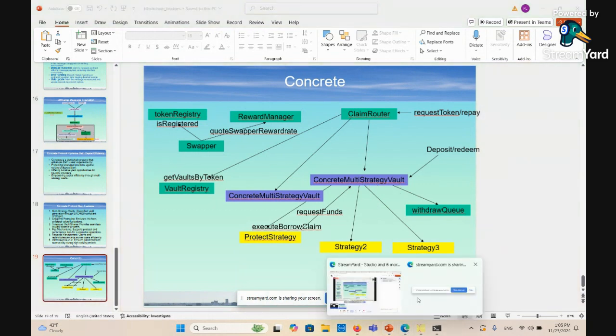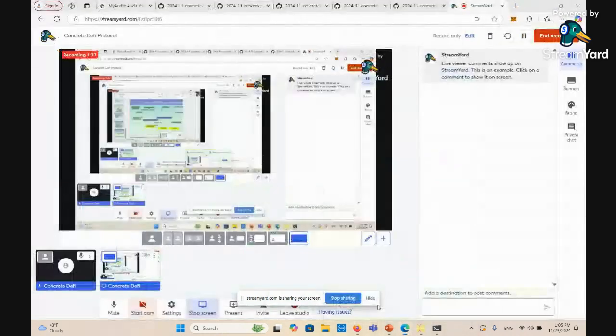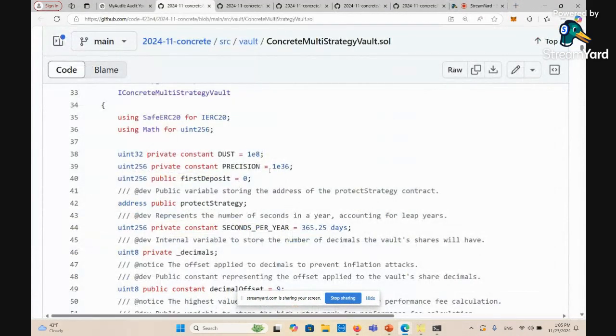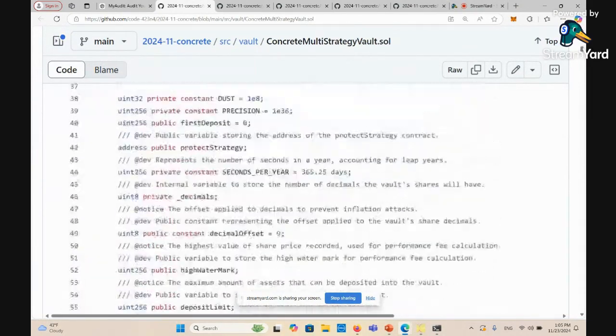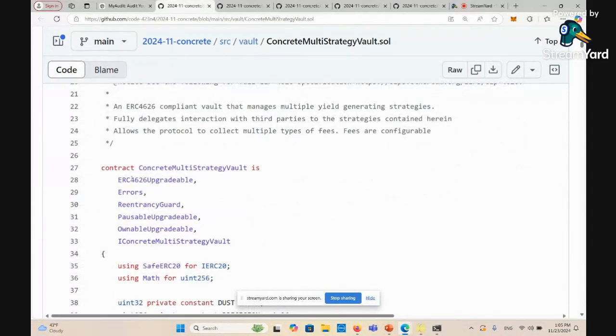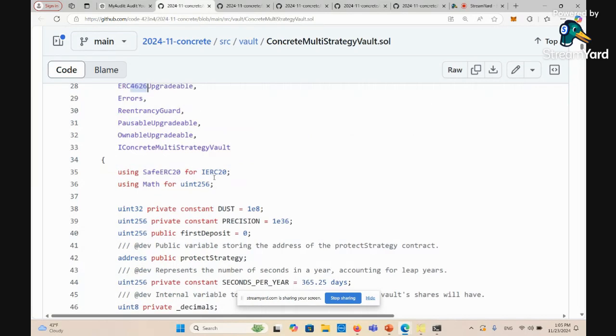Okay, so let's look at the source code right over here. This is the concrete multi-strategy vault. First of all, it's a standard 4626 vault. So that means it's going to support functions with your deposit, mint, and redeem. Essentially, it's deposit, withdraw, right? The other is just a variant. So you can deposit assets into the vault, and then you are going to get shares back from the vault over here.